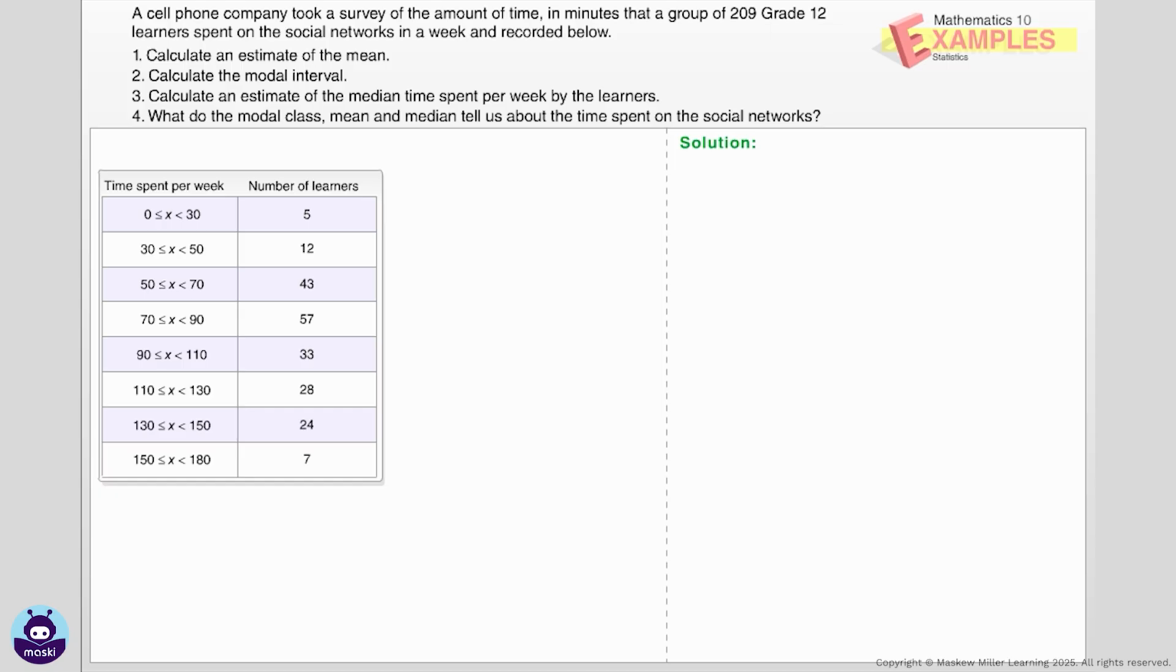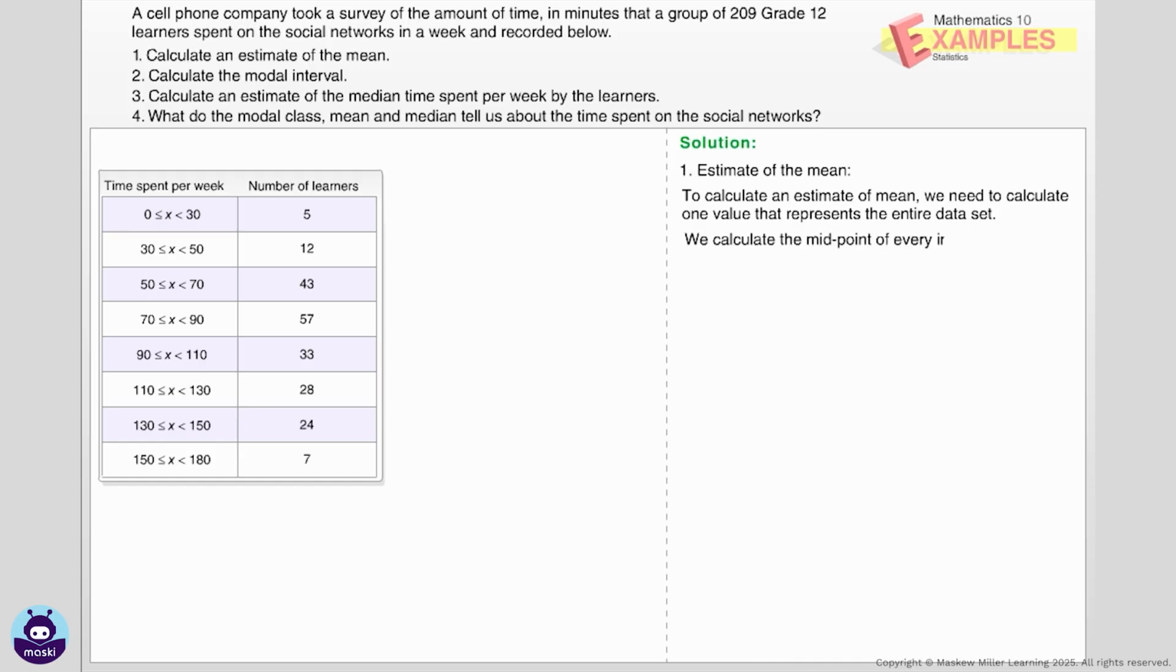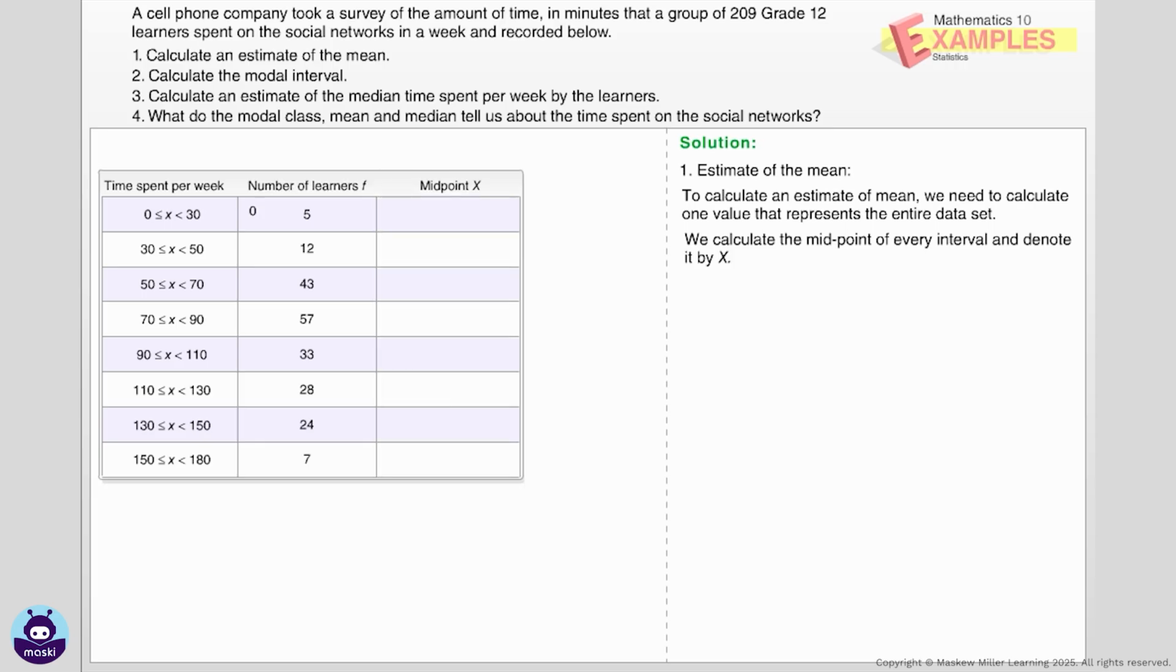Solution. Observe the data that has been organized in the form of a frequency table. The inequalities in the first column denote the class intervals. The second column denotes the frequency. To calculate an estimate of the mean, we need to calculate one value that represents the entire data set. We calculate the midpoint of every interval and denote it by x. For the first class interval, x equals (30 plus 0) over 2. Therefore, x equals 15. Similarly, the midpoint of the second class interval is x equals (50 plus 30) over 2. Therefore, x equals 40. We can continue in this manner and calculate the remaining values of x.